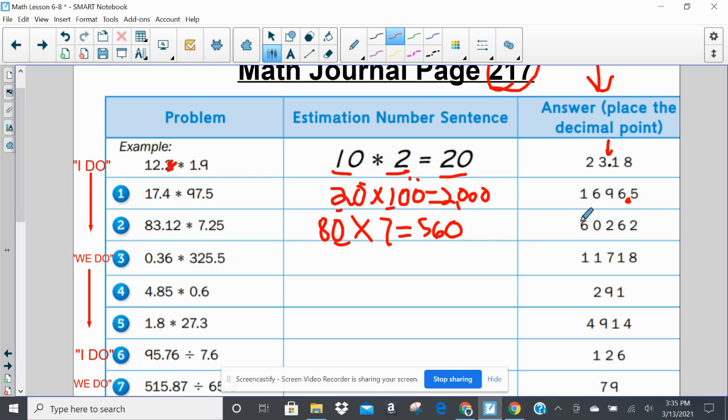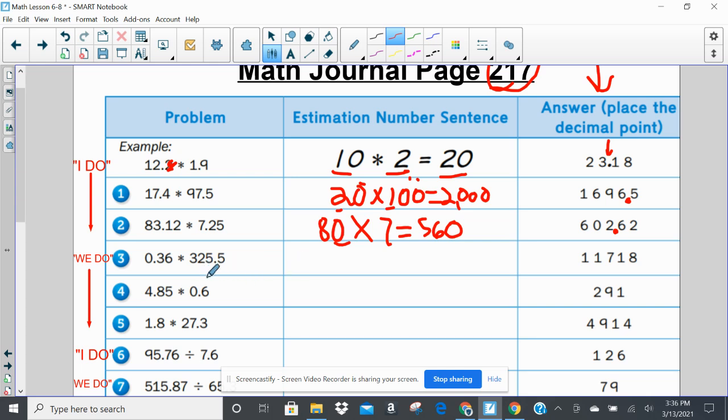So looking at the exact answer choices, where would my decimal fall if the answer has to be close to 560? That's right, between the 2 and the 6. 602 is close to 560. So that makes sense where it goes. Let's take a look at the next one.